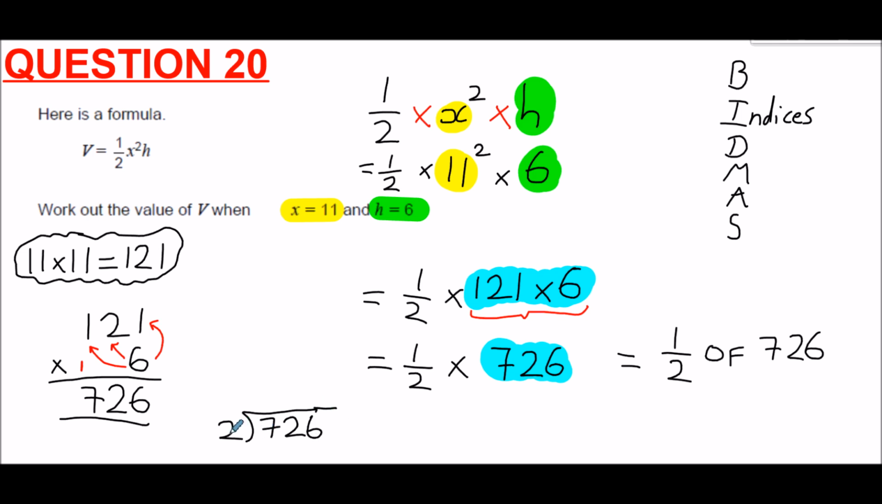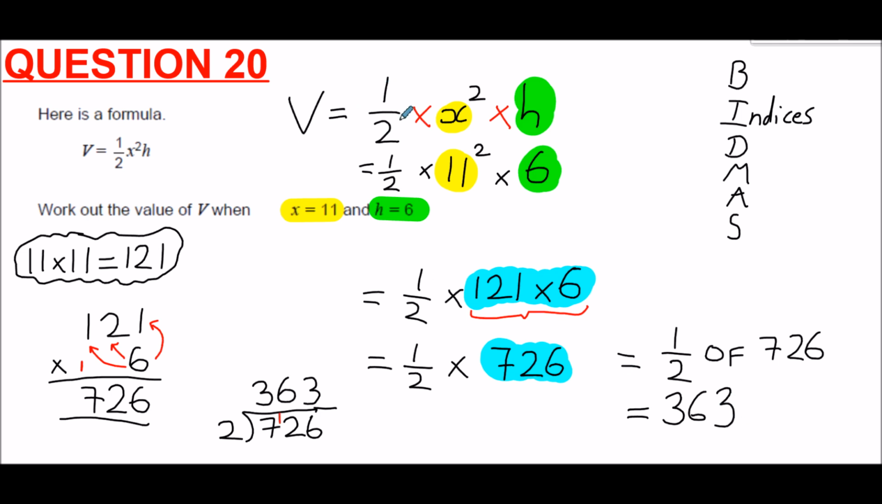So first of all, 2's into 7, we can fit 3. 3 2's are 6, which is 1 away from 7, so the remainder is 1. 2 into what is now 12, 2's into 12 goes 6 times, and 2's into 6 goes 3 times exactly. And so finally, we've got 363.